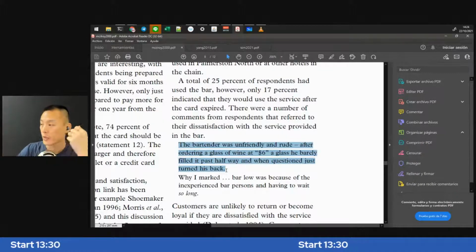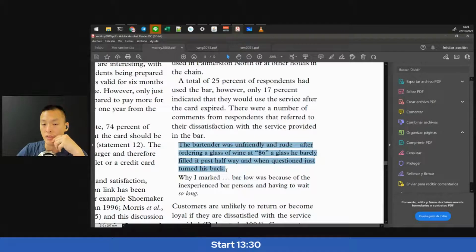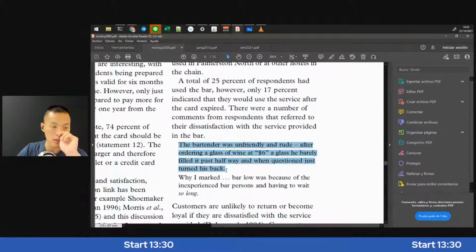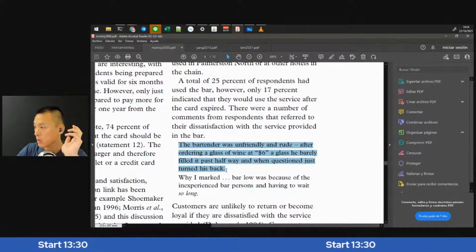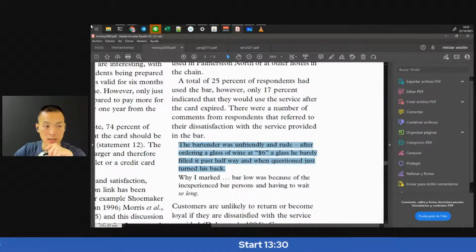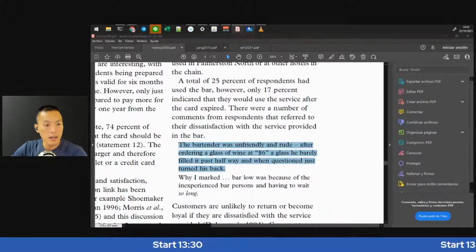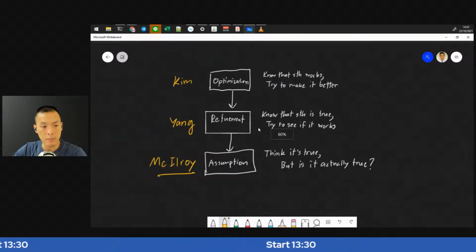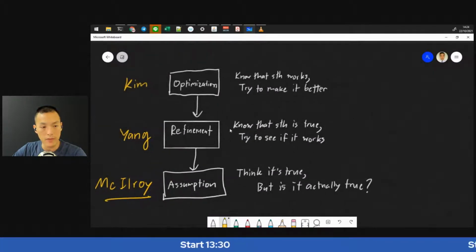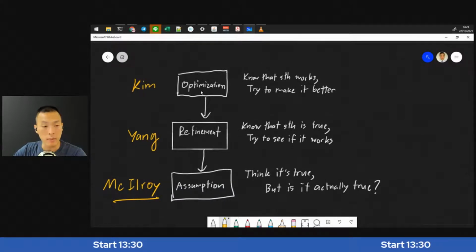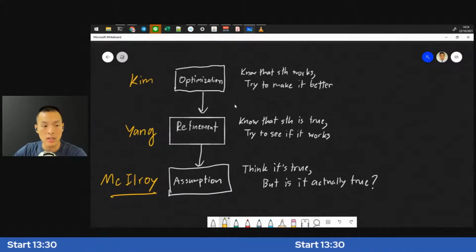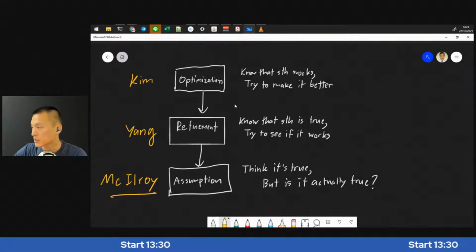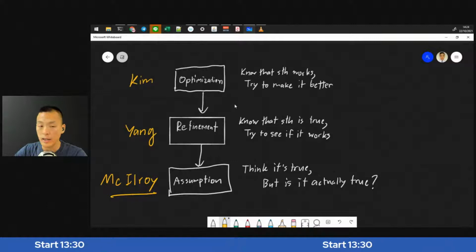So that's syntopical reading. And we will talk about this further down the line when we talk about editing your research project, make your research project better, and all that stuff. All right. So just to recap a little bit, today we gave you examples of the 3 levels of research projects, right? You have the optimization level of research, the refinement level of research, and the assumption level of research, right? And we talked about why they can be classified into one and not the other.